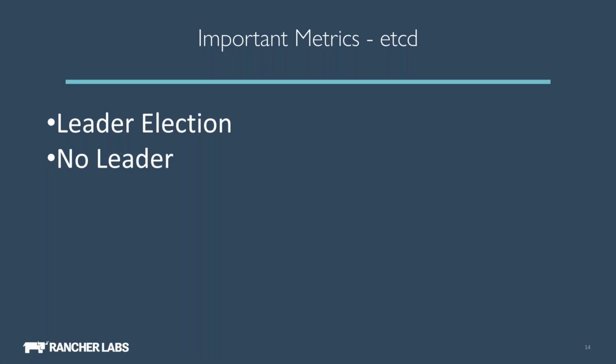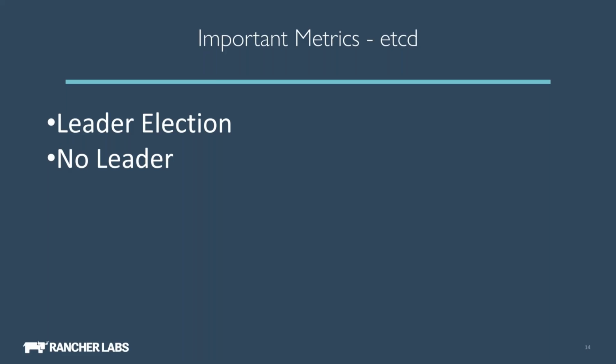One is leader election, or having no leader, because as we know, etcd has multiple nodes running on it. We want to make sure that it always has a leader, so somebody's in charge. But if nobody's in charge, nobody's doing anything. etcd's alive, but it's just sitting there. And then secondly, leader election.